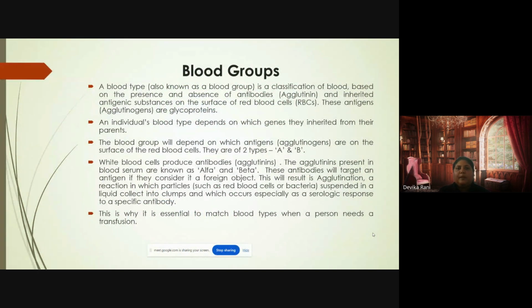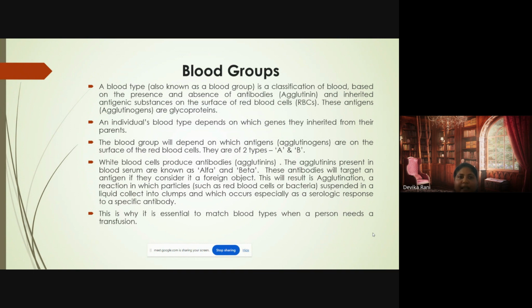Now we come to the topic of blood groups. So all of us have particular blood types. Every person has their own specific blood group. A blood type, also known as a blood group, is a classification of blood based on the presence and absence of certain antibodies and inherited antigenic substances on the surface of red blood cells.